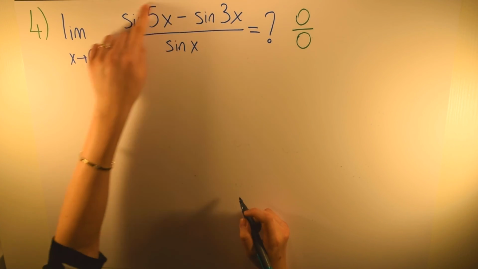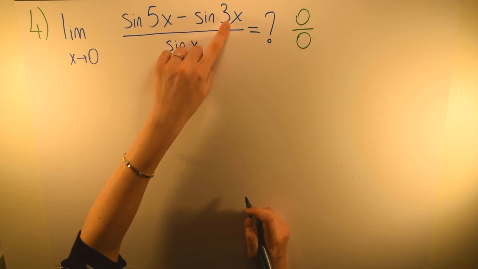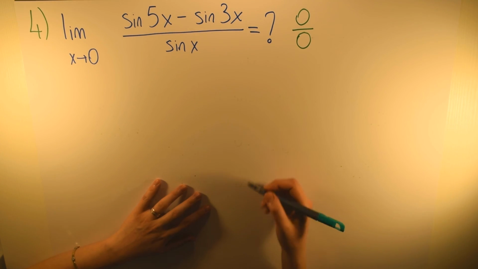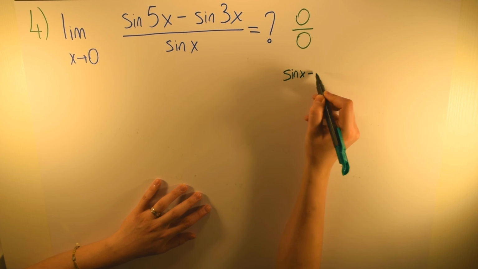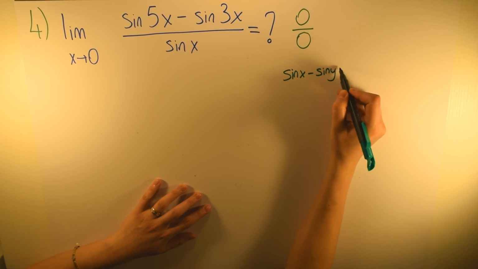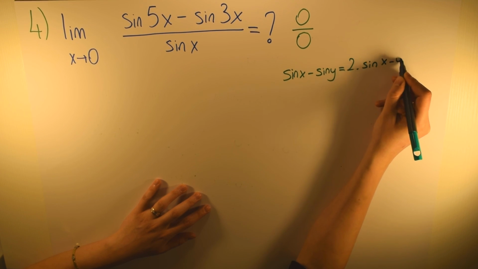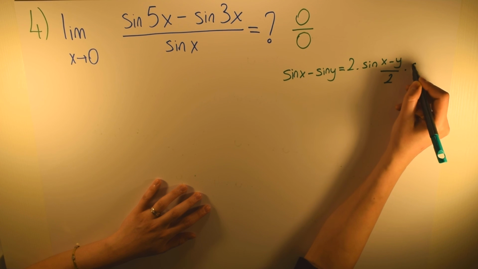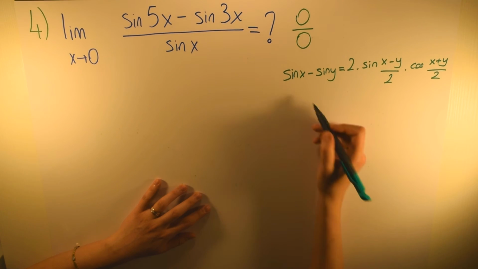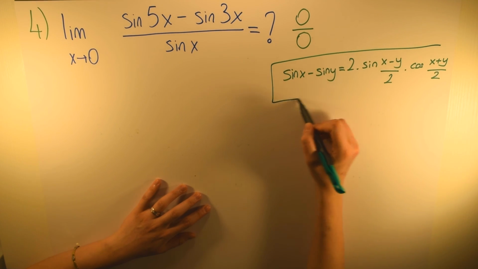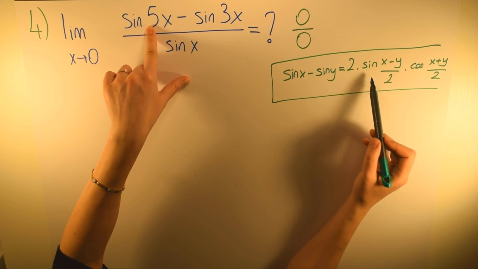So in the numerator, as you can see, we have sine 5x minus sine 3x. For this expression, we can use this trigonometric identity, which is sine x minus sine y. This is equal to 2 times sine of (x minus y) over 2 times cosine of (x plus y) over 2. Right? So we learned this from our trigonometry lesson. So for this expression, I can use this equation.